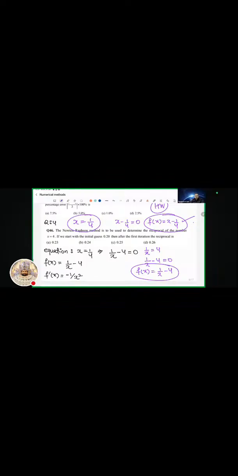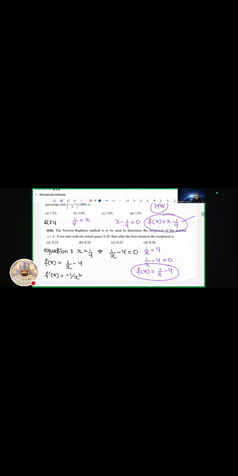The second one. Second one or first one? Everyone understood my point, right? You need to find 1 by 4. You need to find the reciprocal of 4. Reciprocal of 4 is 1 by 4. So let's say it is x.